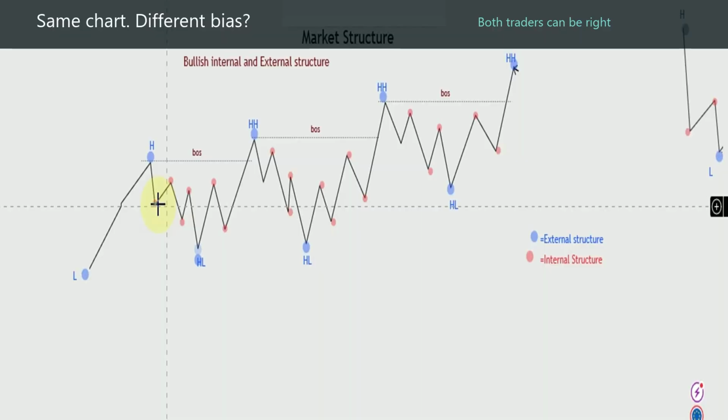So, traders, have you ever looked at a chart and believed that price is bullish, and then another trader looks at the same chart and says that price is bearish? And the funny thing is, both traders can actually be right. One of the biggest reasons why traders get confused about market structure is because they focus on one aspect of the structure and completely ignore the other.